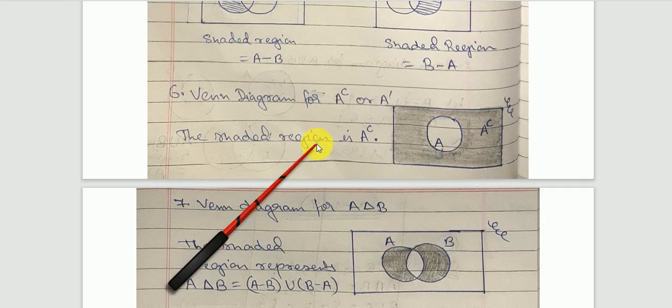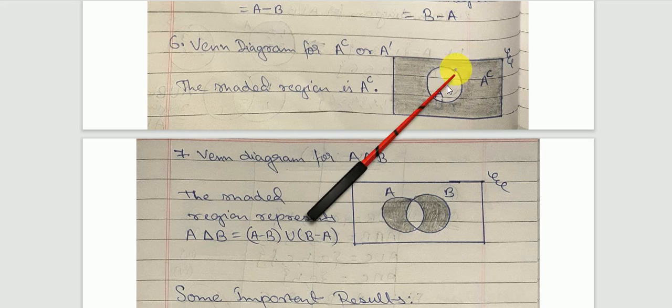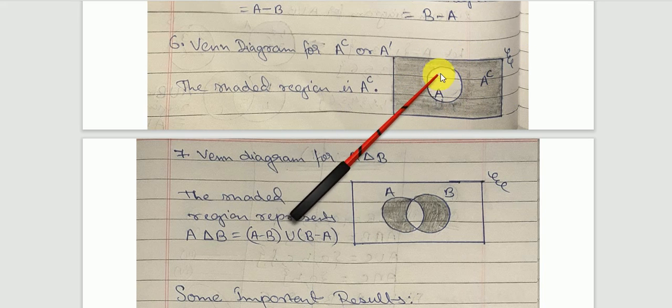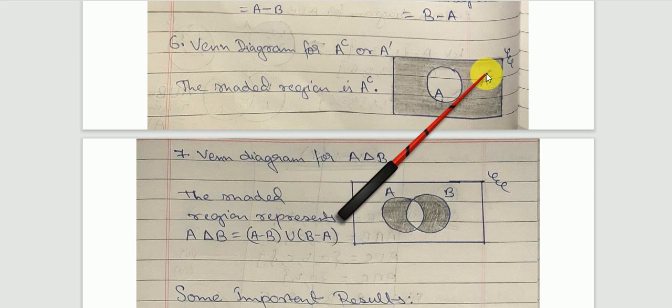Venn diagram for A complement. This rectangle represents the universal set, and this circle is a set A. All the elements lying outside this circle A will be A complement.